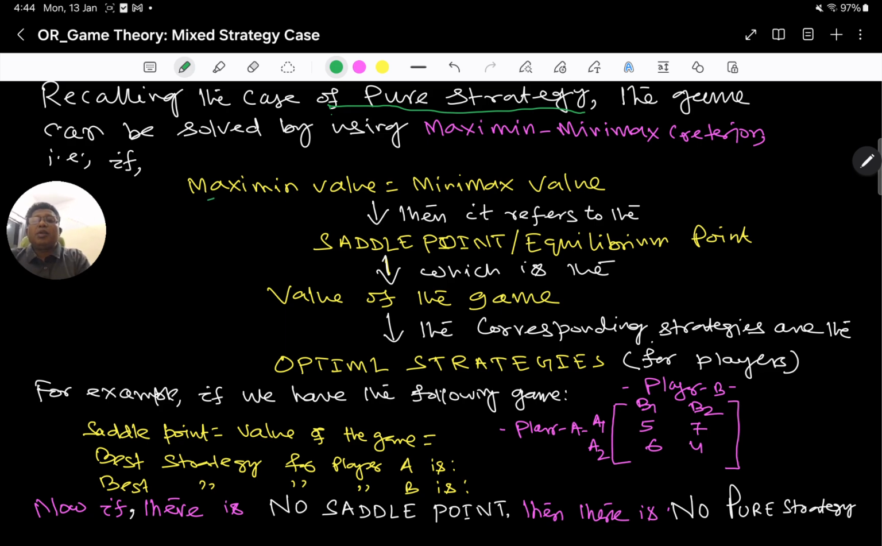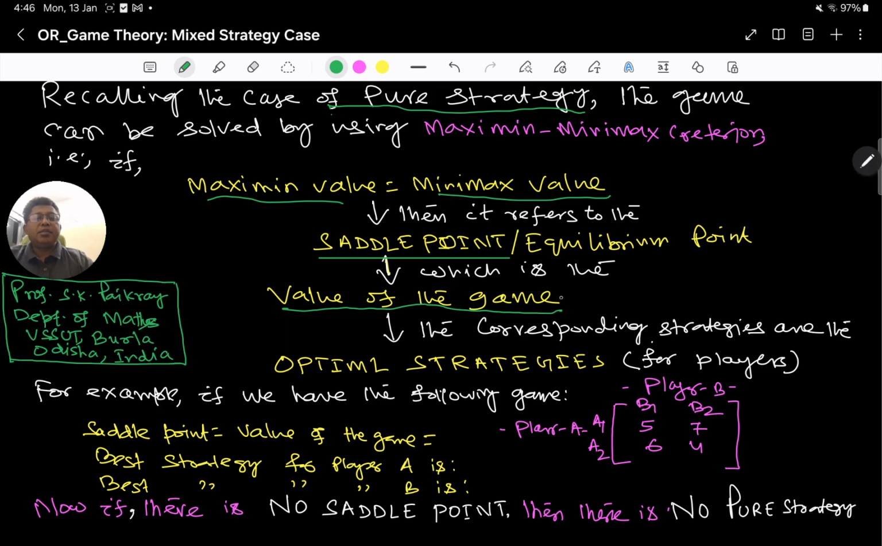If the maximin value is equal to the minimax value, then it refers to a saddle point. Then this point is the saddle point, and this saddle point itself is the value of the game. Now, corresponding to the saddle point, the strategies are the optimal strategies. After getting the value of the game, the corresponding strategies are the optimal strategies.